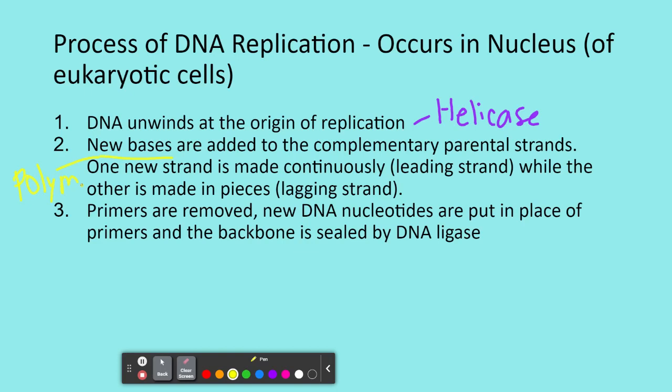DNA polymerase follows that 5' to 3', makes the continuous leading strand, and also makes the chunky lagging strand, those Okazaki fragments. Once it's done, the primers go away. The nucleotides are now in place, and then DNA ligase comes in and seals everything together. You could also add one more step after this, and that's the use of telomerase.